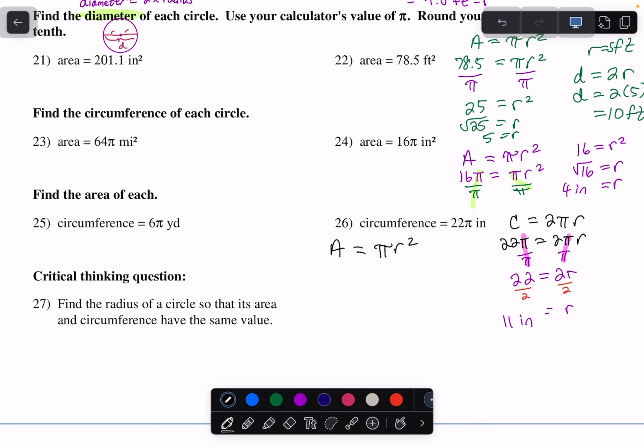So now we know that radius is 11. All we got to do is put our 11 in. So our area is pi times 11 squared. We're going to put into our calculator the pi button times 11 squared. And we get that the area is 380.1 when rounded to the nearest tenth. And it would be square inches.